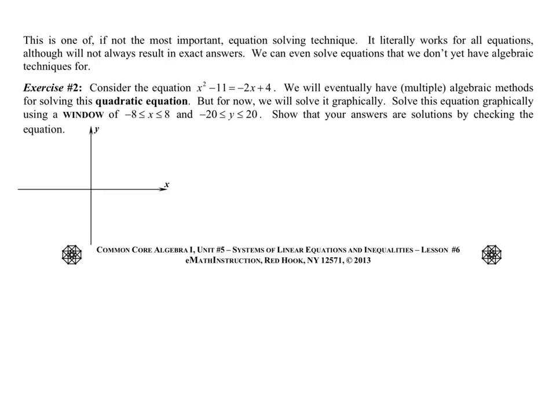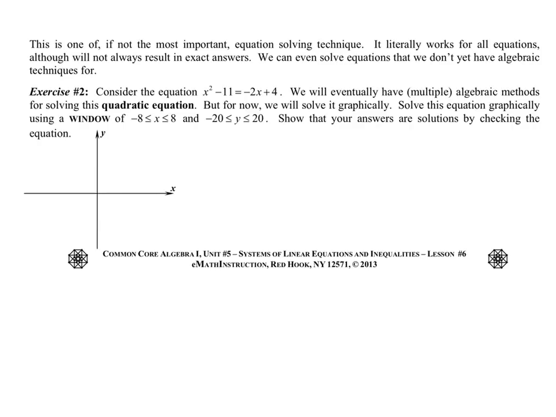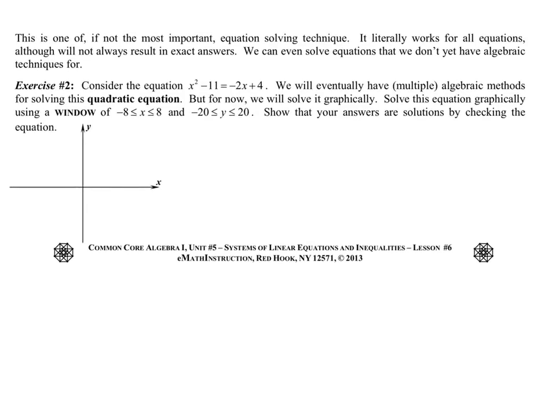So I have two equations here. The first equation is y equals x squared minus 11. That's our first equation. And our second equation is y equals negative 2x plus 4. So I'm going to type both of these into Desmos, and I'm going to use the window that they suggest, and I will input that here now.